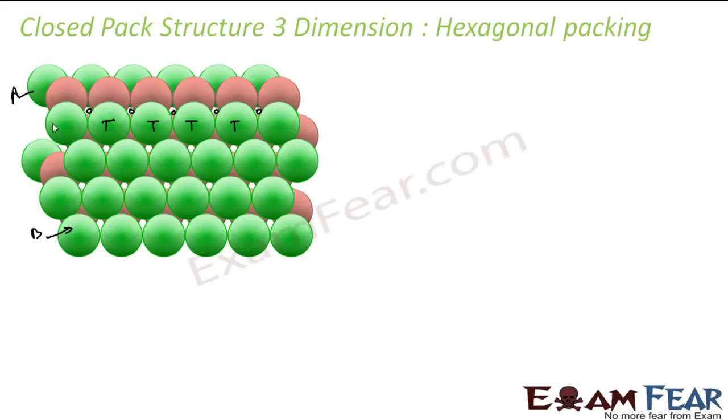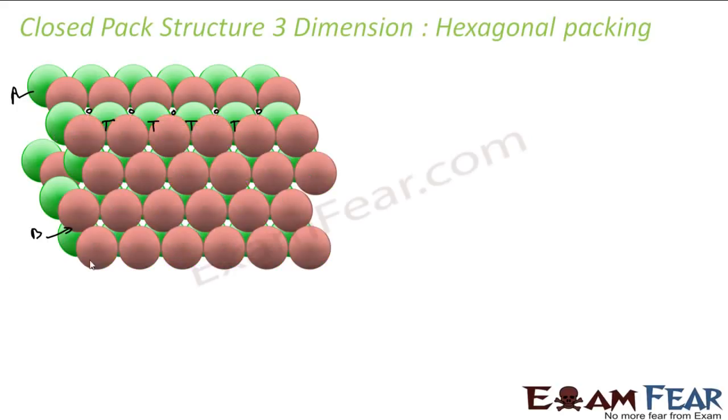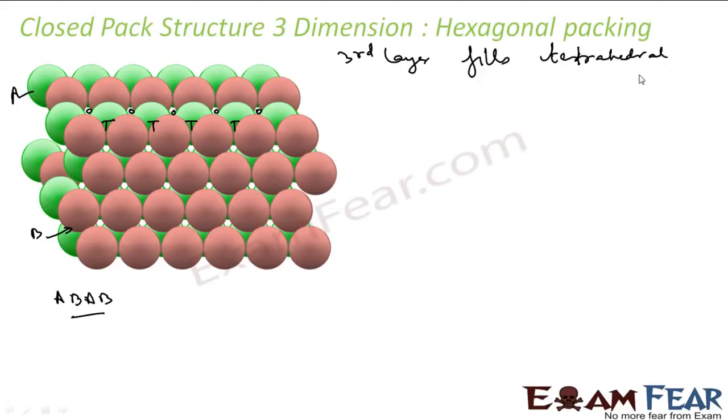You see, it's exactly the same. And again I can put the B layer. This is AB kind of packing, where the third layer fills the tetrahedral void. Correct? If the third layer is filling the tetrahedral void, it is AB packing. It is called hexagonal closed pack, HCP.